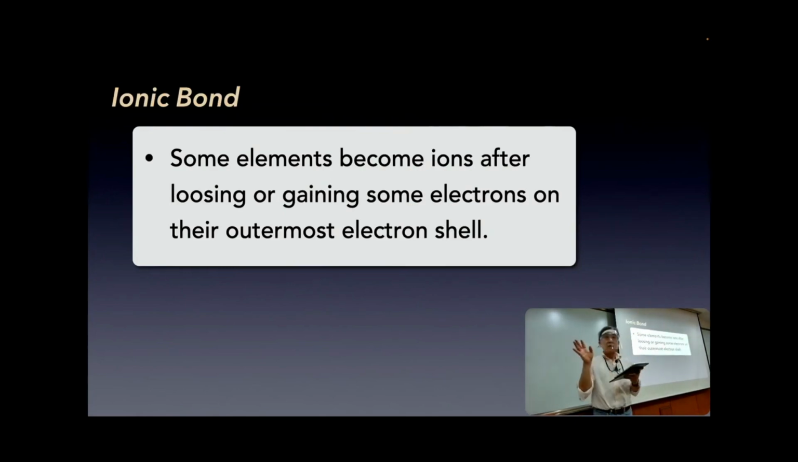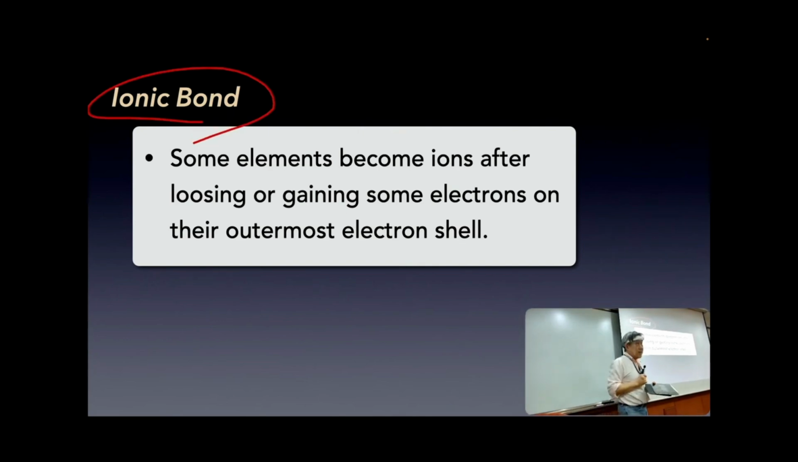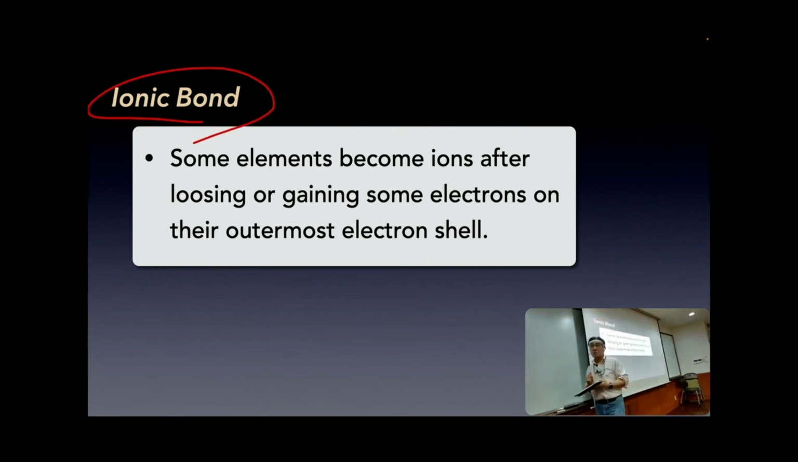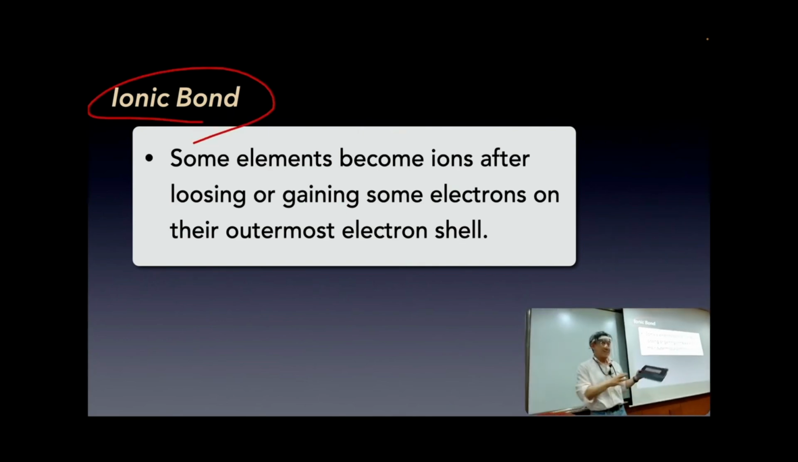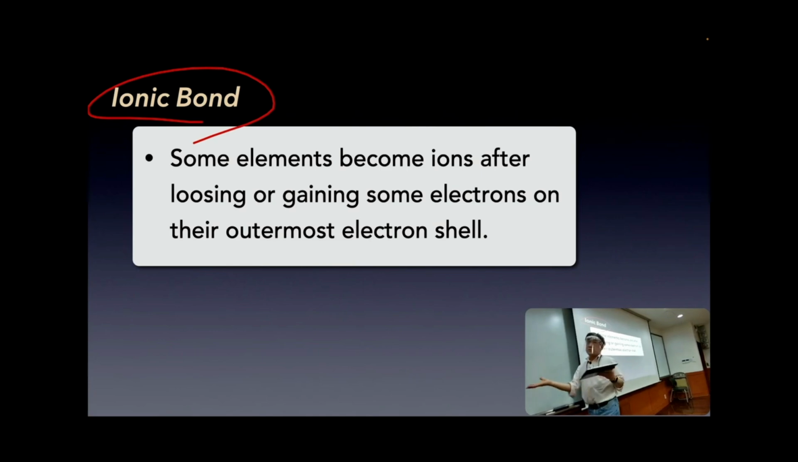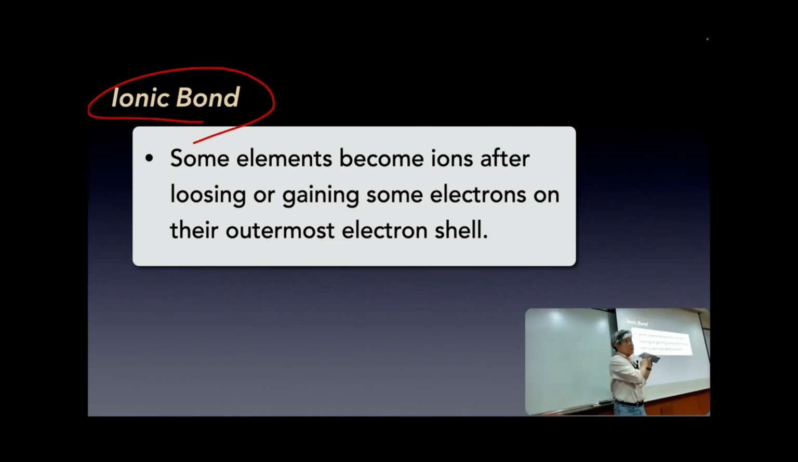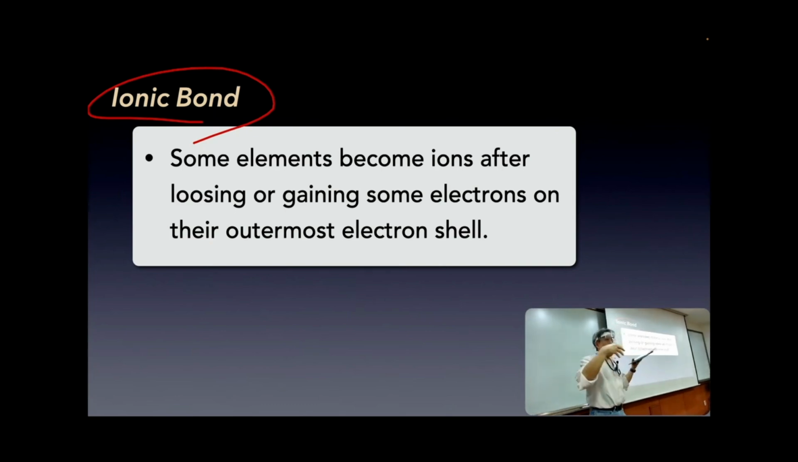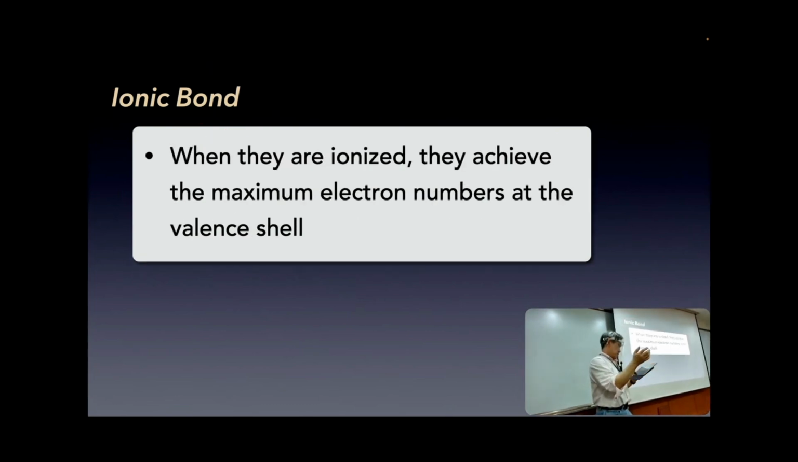The first type of chemical bond that we are going to look at is an ionic bond. In order to understand ionic bonds, we have to first understand what ions are. Ions are elements that somehow lost, accidentally or whatever, the original number of electrons, or somehow gained some more, additional, extra electrons. And then they become ions. So in other words, ions are all charged from now on.